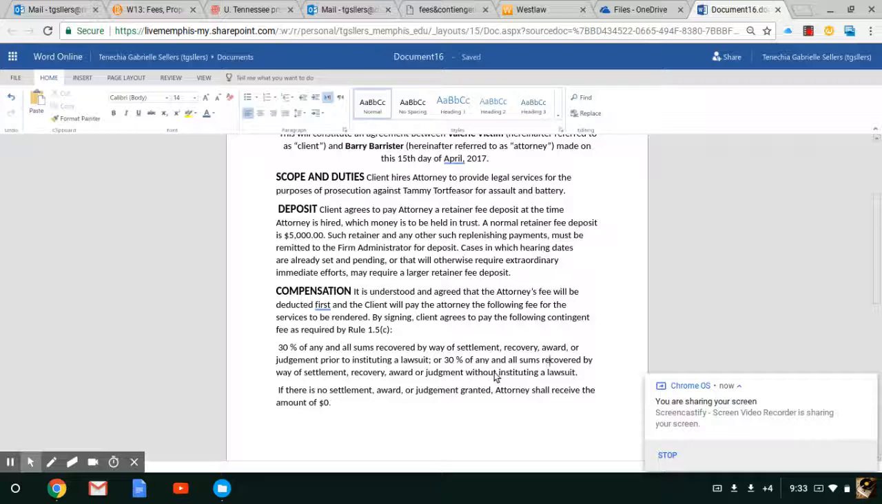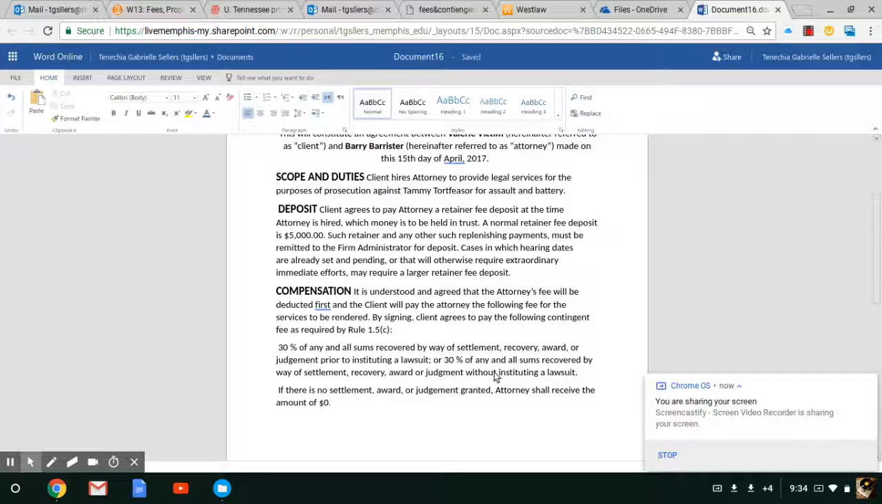Okay, so we know that the contingency is 30% of any money collected after deducting the reimbursements for any accumulated expenses and costs, whether it be traveling expenses or any court costs that are incurred. The contingency will be collected after deducting all of those fees.